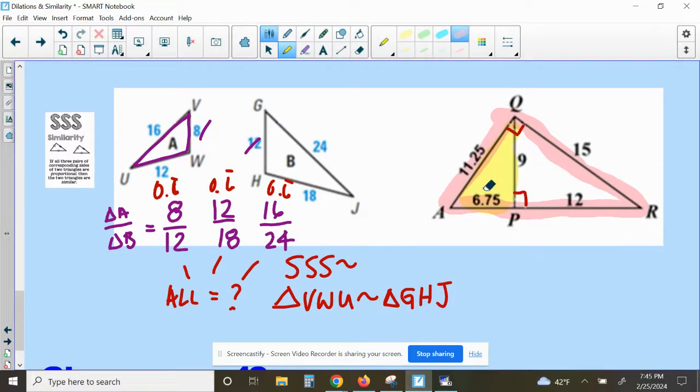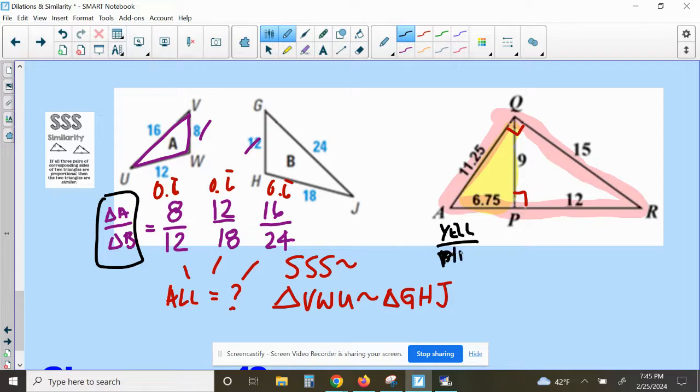Okay, let's talk about the yellow guy. Let's put the yellow on the top. I always like to make a code. Like this one I did A over B every single time, and that way I didn't get anything upside down. I'm going to do yellow over pink. I like to start with the smallest side and stay consistent. So let's look at the yellow guy. What is the smallest side on the yellow guy? I've got the 9, the 6.75, and that. So the smallest side is 6.75.